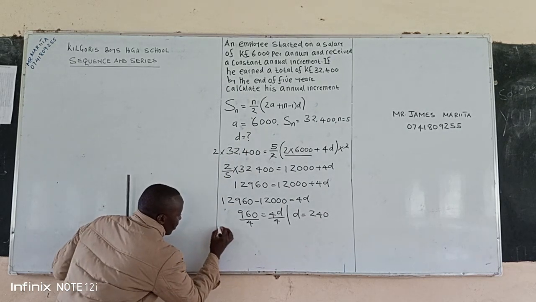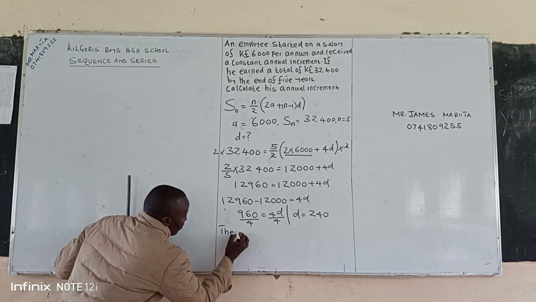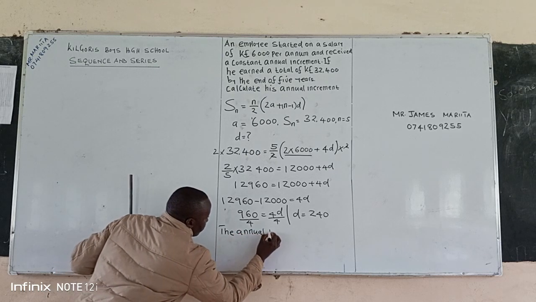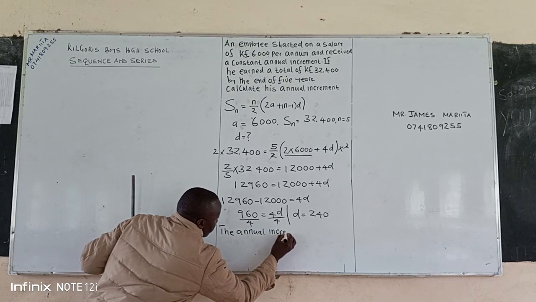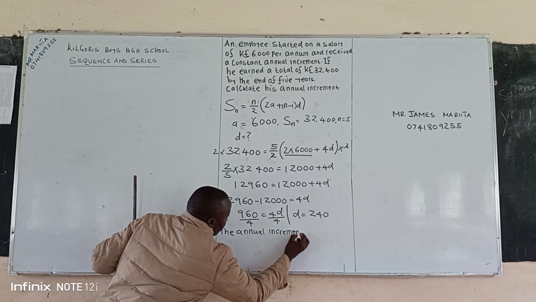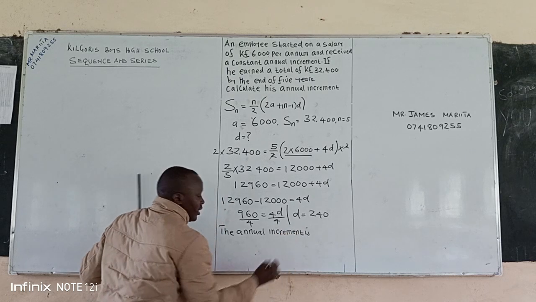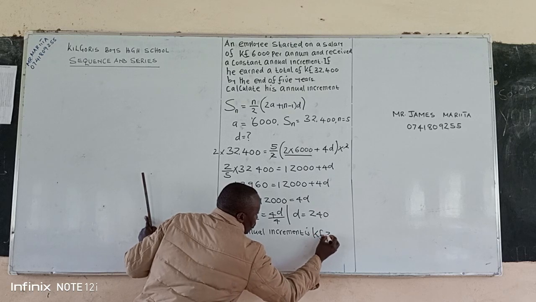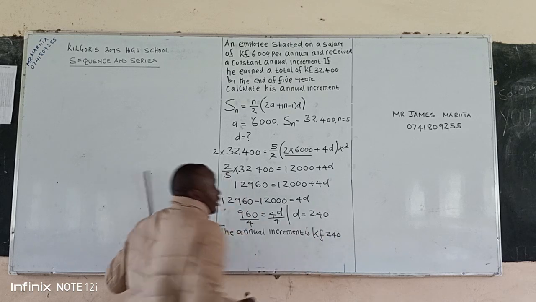So we were supposed to calculate the annual increment. We conclude by saying that the annual increment is Kenya pounds 240.